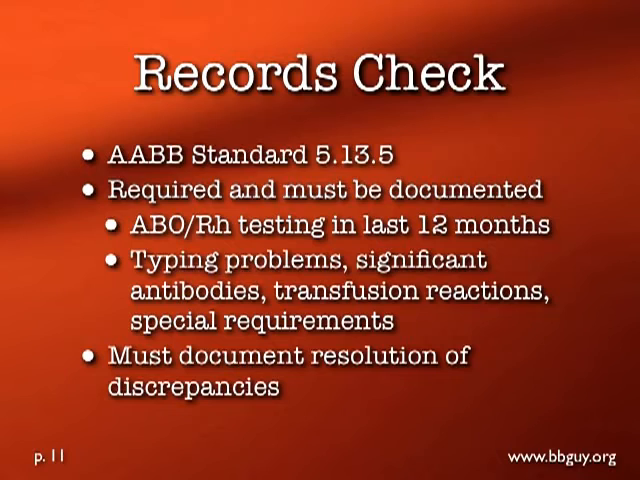It's usually in the computer system. You also look for typing problems, significant antibodies in the past, hugely important to look at that, and history of transfusion reactions and special requirements. And you have to document any resolution that you do of discrepant results. For example, you see now the patient is B positive, and before the patient was B negative. You have to try and figure out what the deal was with that.